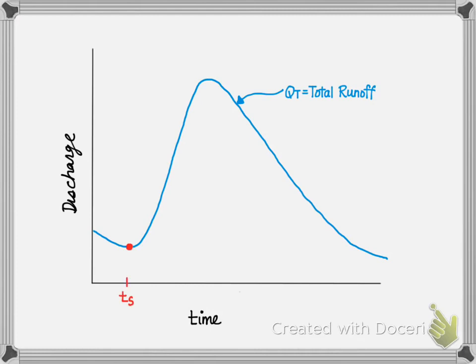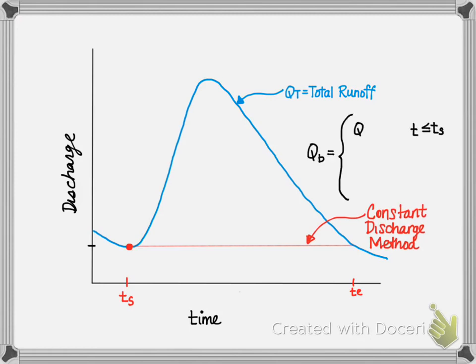The lowest point on the hydrograph, as highlighted with the red dot, is the point where direct runoff starts. This time is referred to as the start time, or TS. If we were to make a straight line from TS to the point where the line intersects the hydrograph, this method is referred to as the constant discharge method. And the point at which it intersects is referred to as TE, or the end time.